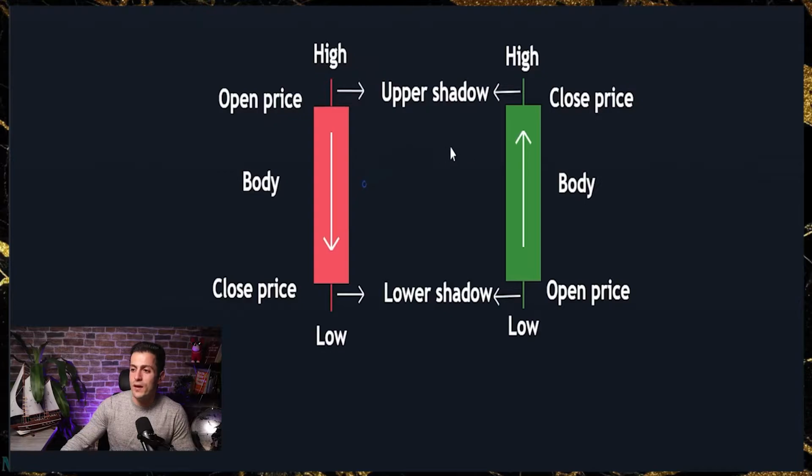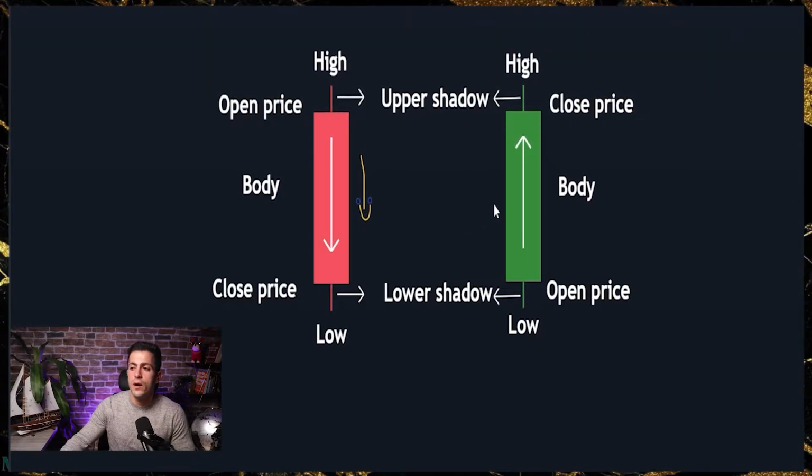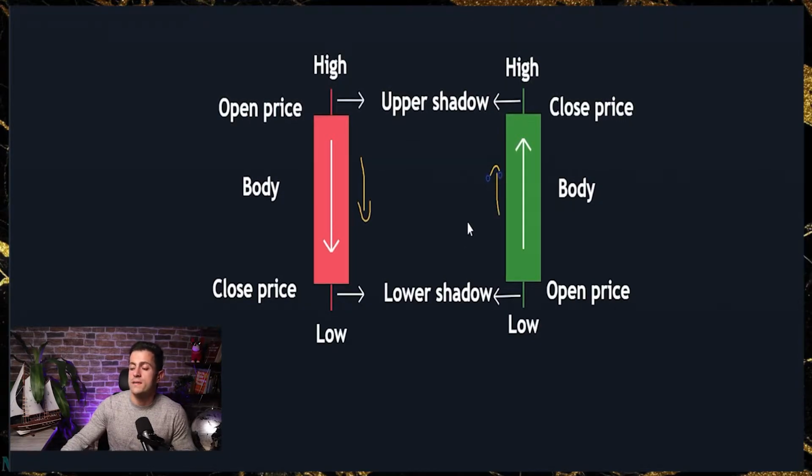As you can see here, we have two candlesticks, one in red and one in green. The red candlestick, I guess you guessed it, is a bearish candlestick, which means the price is moving downward. Green candlestick means the price is moving upward, the price is bullish.